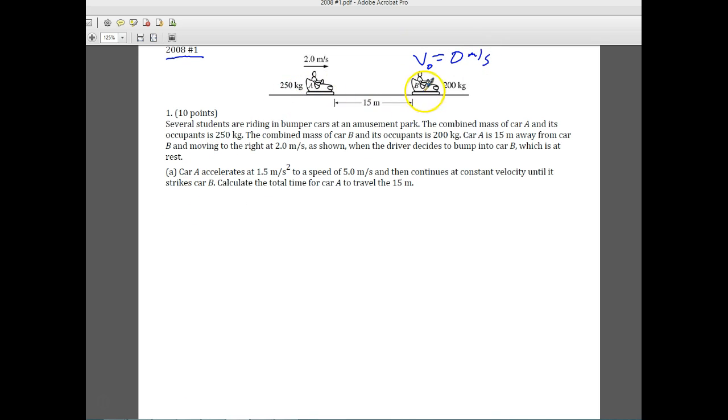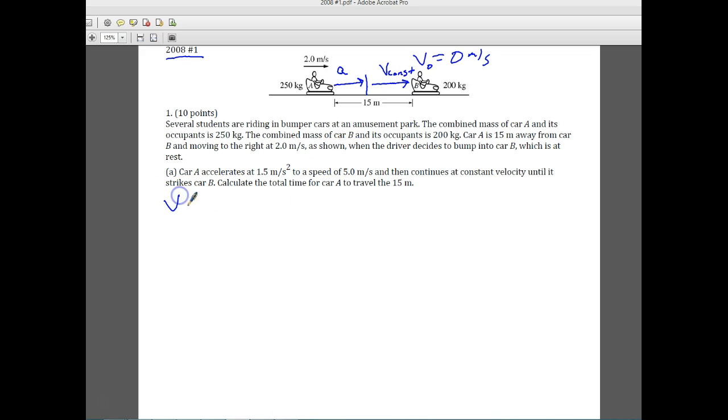Car A is accelerating to the right. It does it at 1.5 meters per second squared to a speed of 5 and then continues at a constant velocity. So this car is going to move to about somewhere there, and we know it's accelerating in that time. And then from here to here, they're going to travel at a constant velocity. So we'll just write constant there.